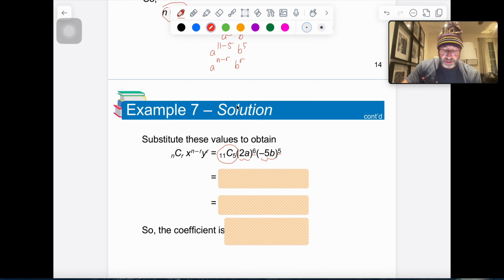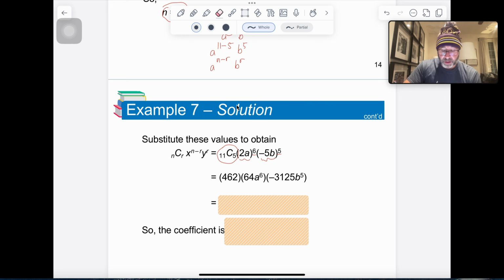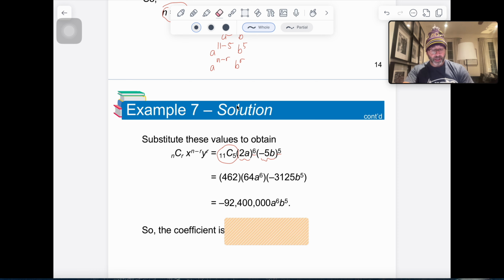If we take 11C5 and put that into our calculator, we're going to get 462. 2 to the 6th power is going to give us 64. And negative 5 to the 5th power is going to give us negative 3,125. And we're going to have a to the 6th and b to the 5th. So if we put all this together, we're going to have negative 92,400,000 a to the 6th b to the 5th. And so the coefficient for this is going to be negative 92,400,000.